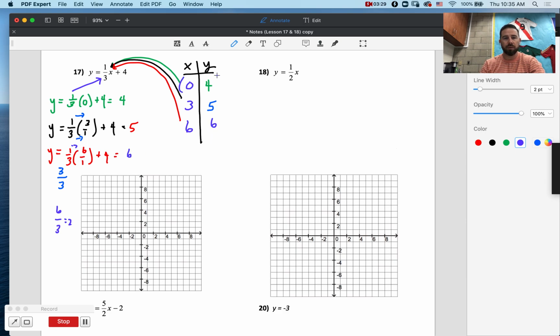And we have our points. We have the point (0, 4), the point (3, 5), and the point (6, 6). So when we graph (0, 4), we're going right 0, up 4. That's right here. We're going right 3, up 5. 1, 2, 3, 1, 2, 3, 4, 5. And here we're going right 6, up 6. Right 6, up 6. And we should have a straight line. And I missed every single point I was trying to hit. But that's all good. That happens.